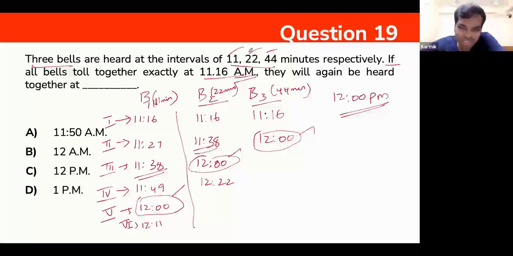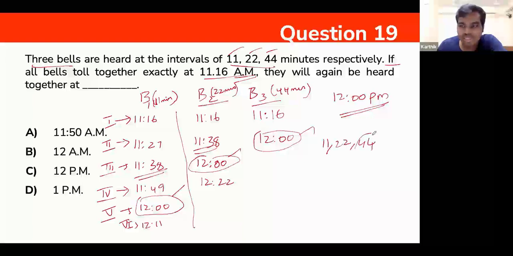Now, keep this in mind. Whenever a question asks you about something that is going to happen in future, here, after how much time they will ring together? After how many minutes? Keep this. After means it is always LCM. If at all they give you a series of numbers like this and they are asking you after how many minutes, after how many times, something like that, always LCM. Take LCM of 11, 22 and 44.